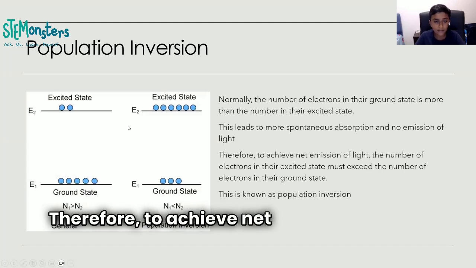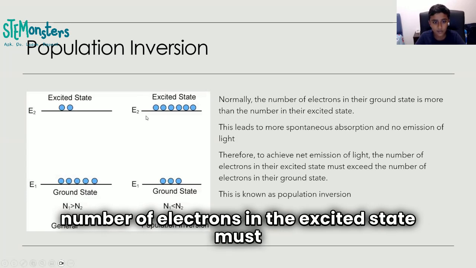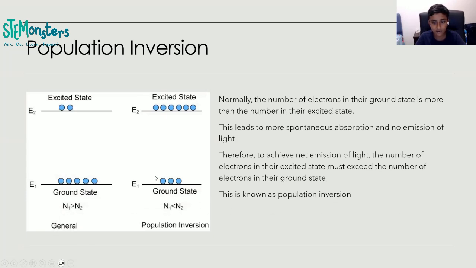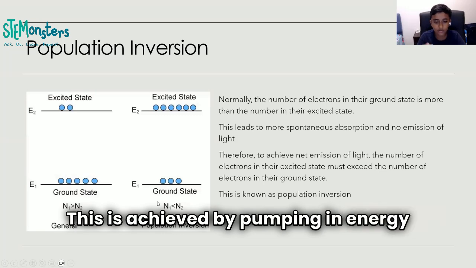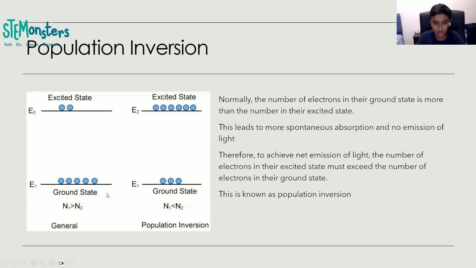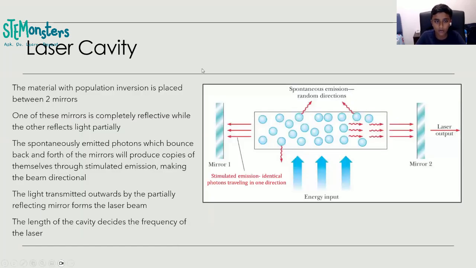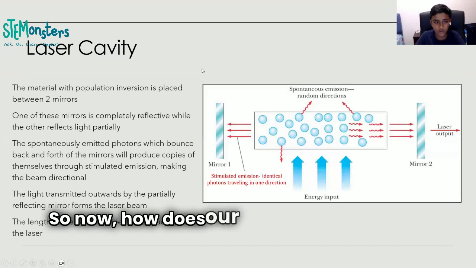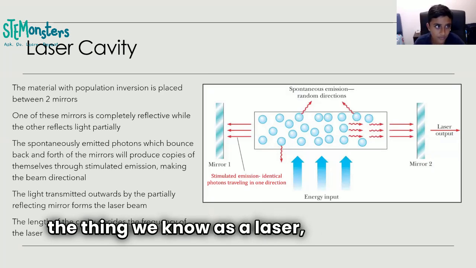Therefore, to achieve net emission of light, the number of electrons in the excited state must be more than in the ground state. This is achieved by pumping in energy through electricity, heat, or light to excite more electrons. This concept is known as population inversion. So now, how does our stimulated emission become into the thing we know as a laser?